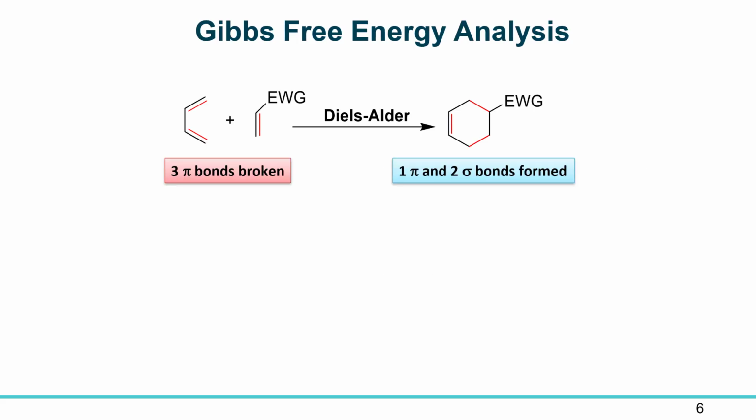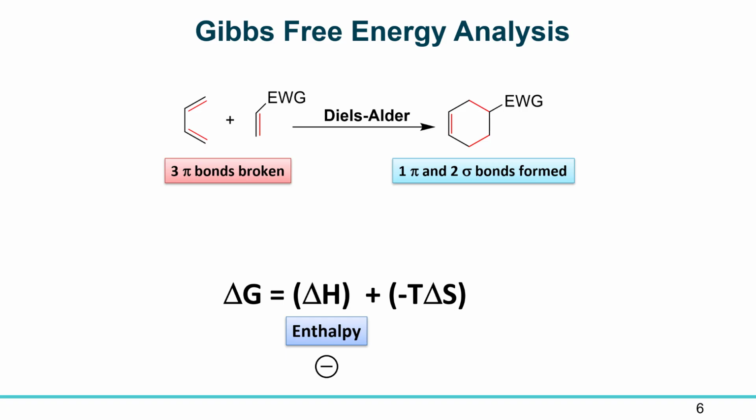The Diels Alder reaction is entropically unfavorable, as the reaction goes from two molecules to one molecule. Furthermore, that one molecule is cyclic, which has less freedom. However, breaking the three pi bonds and formation of one new pi bond and two sigma bonds is favorable in terms of enthalpy, since sigma bonds are stronger than pi bonds, resulting in a negative value for the change in enthalpy. We can therefore justify the reactivity observed for the reaction by taking into account the opposing enthalpic and entropic factors with the Gibbs free energy equation.